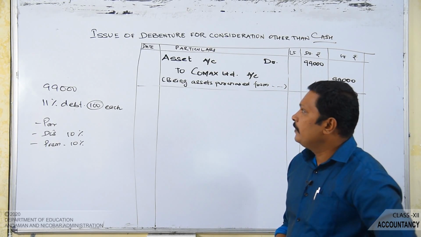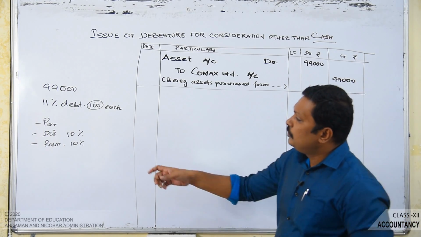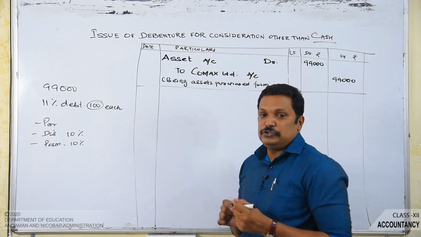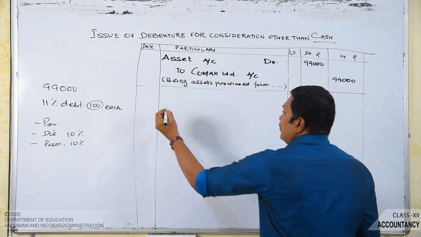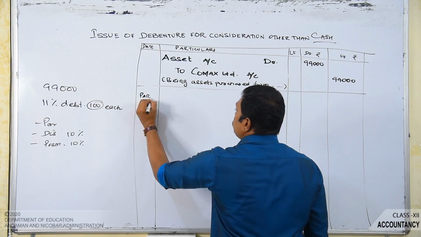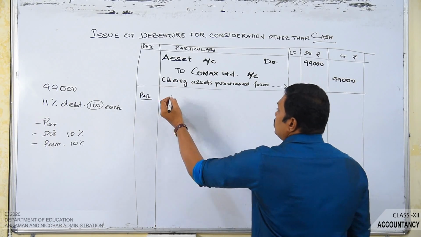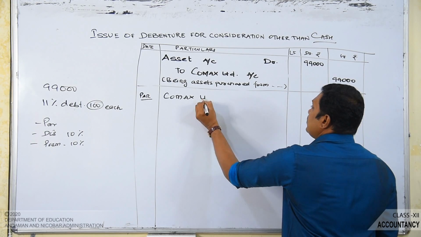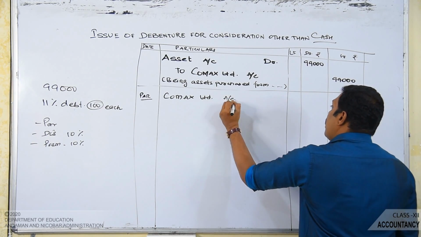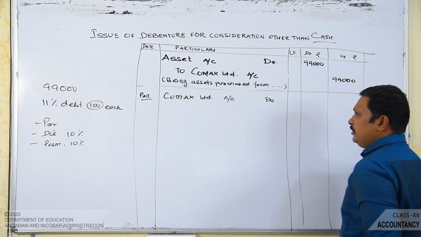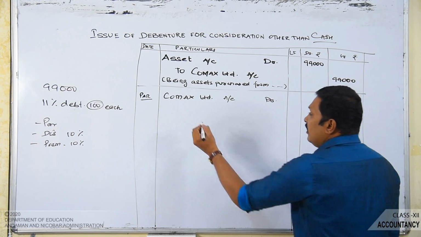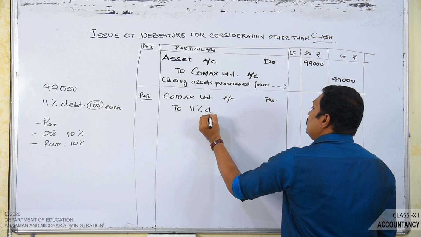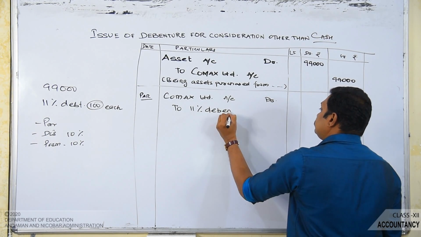What is the next entry? Now we are going to issue debentures at par. Par means we are going to issue debentures at equal value. Now we are using at par. Date is not given, that's why we just write the date par. So the entry is Comax Limited account debit. What are we issuing? We are issuing 11% debentures. So you have to write to 11% debenture account.